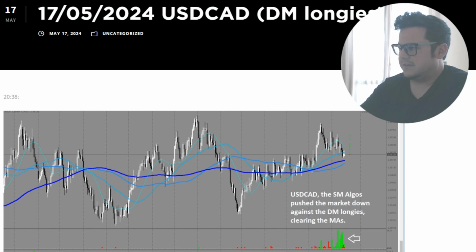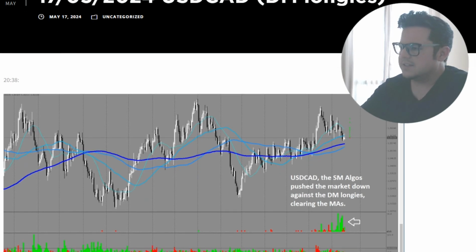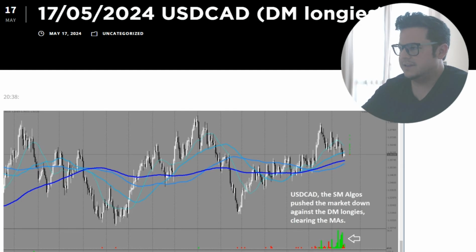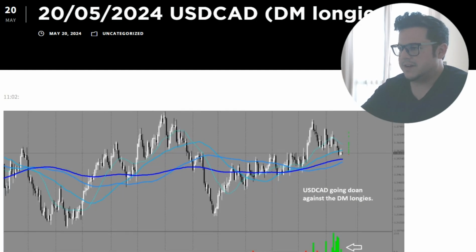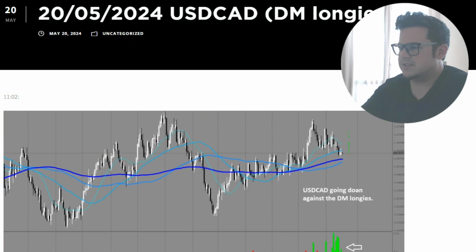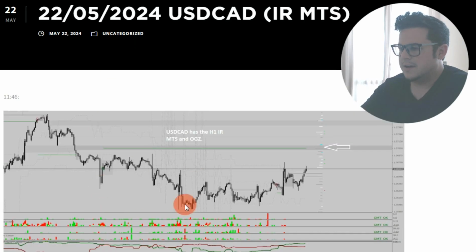Dollar cut was very, very giving. So let's go through this. So we had the longies coming in, the price going down, and it gets better here. On the 20th, we see we have the moving averages around the price. And this was a great long trade. We have an MTS above the price here on the 22nd of May. Order gap zone, little gray pattern.